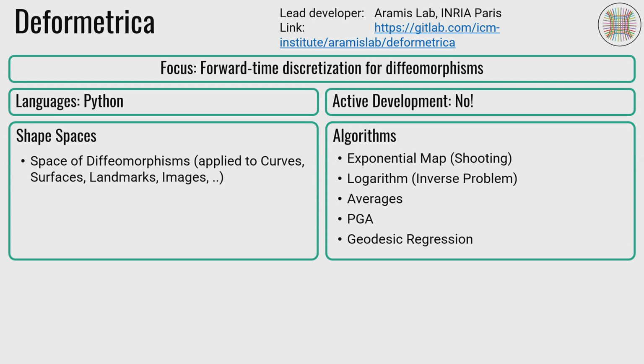And they really focus on this forward time discretization I told you about for diffeomorphisms, really for these image applications. I've already showed you these brain things with diffeomorphisms. It's a Python framework built on PyTorch. It has just the space of diffeomorphisms. It has basically all the algorithms.